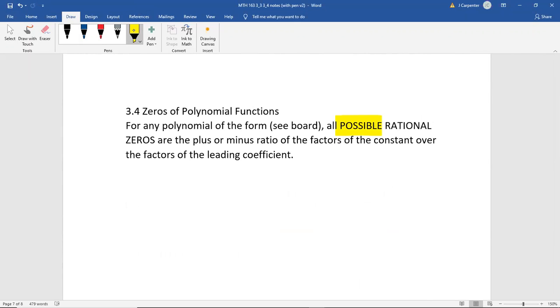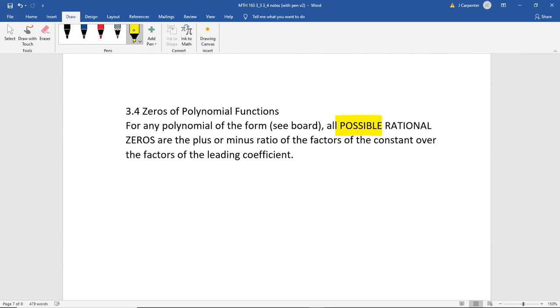Now, rational means whole numbers or fractions. It means we can't find any square root solutions this way, and we can't find any imaginary solutions this way. So if there are any square root solutions or imaginary solutions, we would have to find them via another method, which usually just gets factored at the very end, or the quadratic formula at the very end, or even completing the square or the square root property. There's always options.